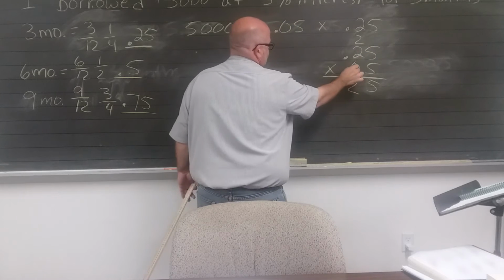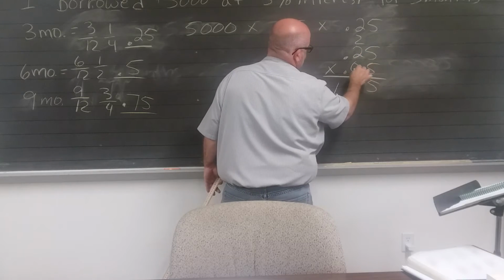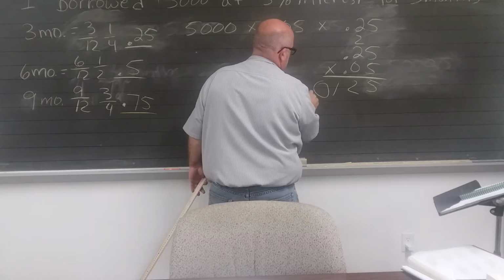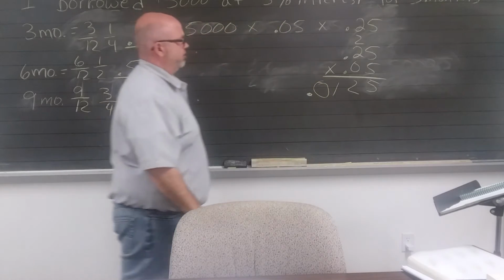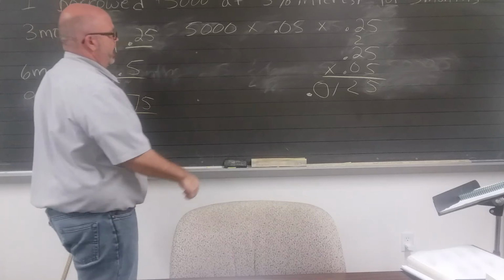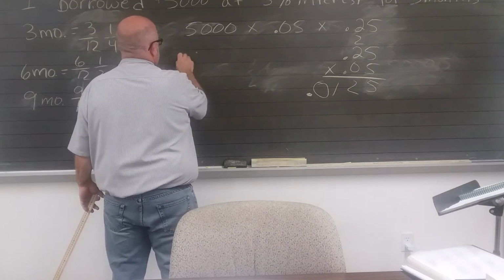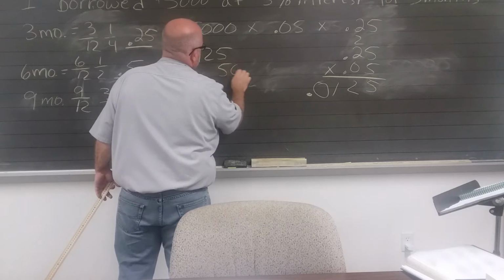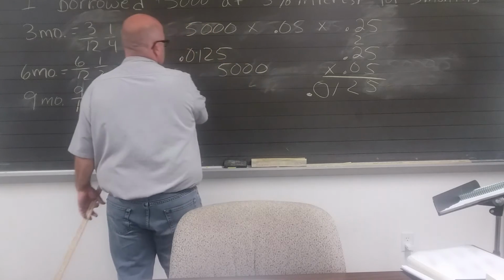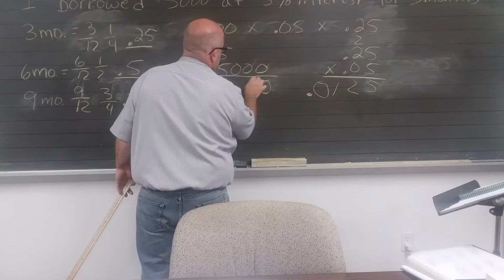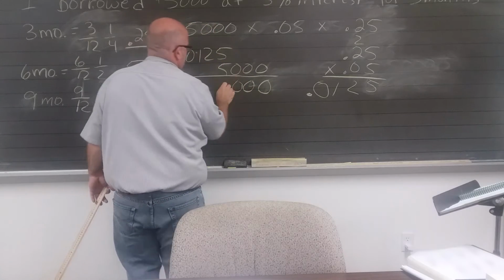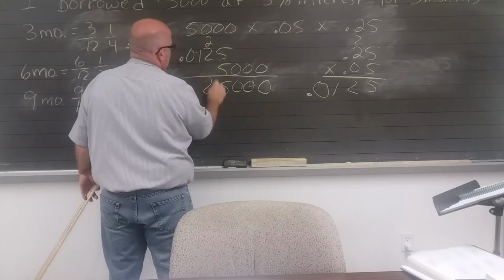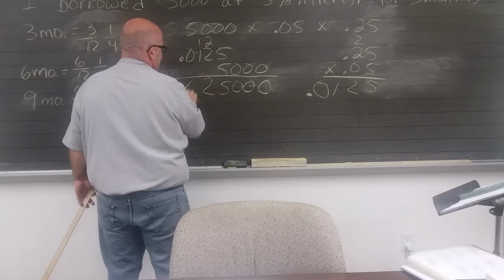1, you don't even have to put these zeros, but 1, 2, 3, 4. So this answer is 0.0125. Now you have to multiply that 0.0125 by 5,000. And stick those zeros out at the end. 5 times 5, 25, 10, 11, 12, 5, 6.